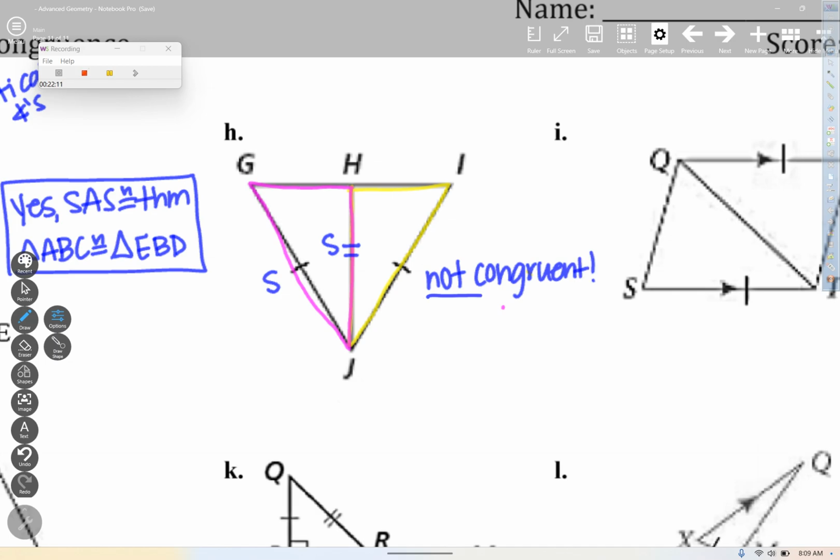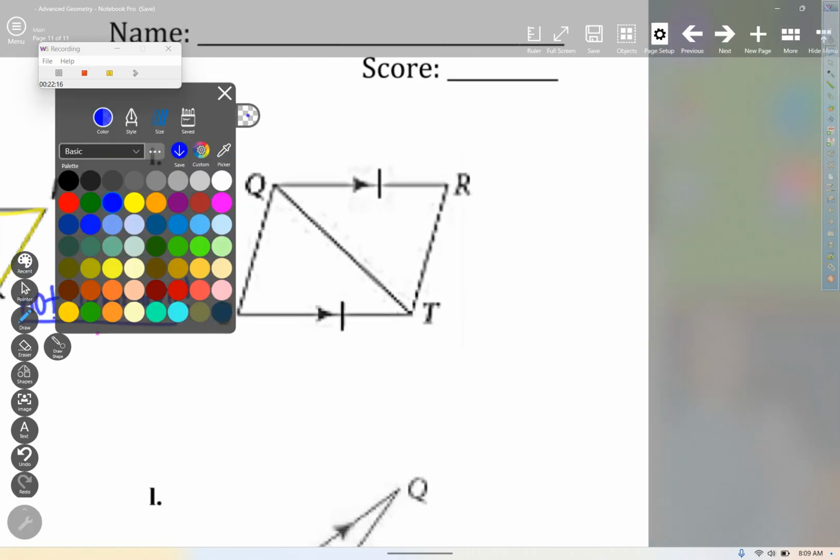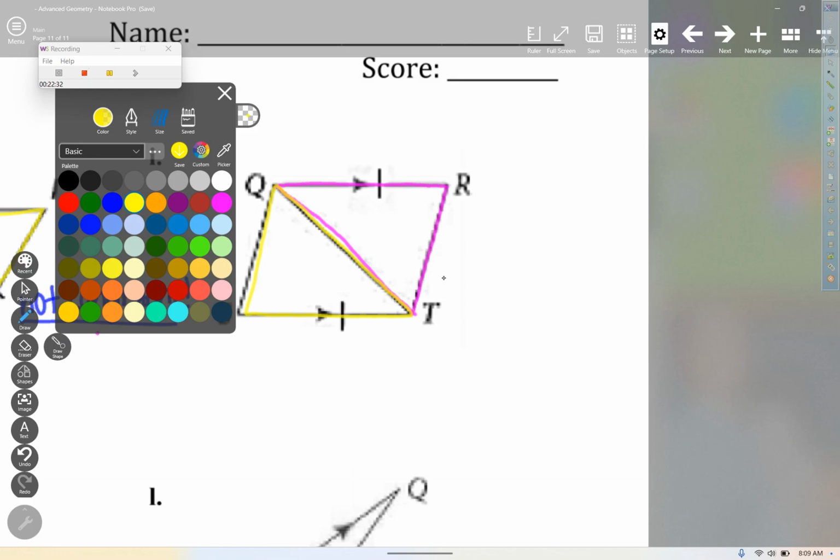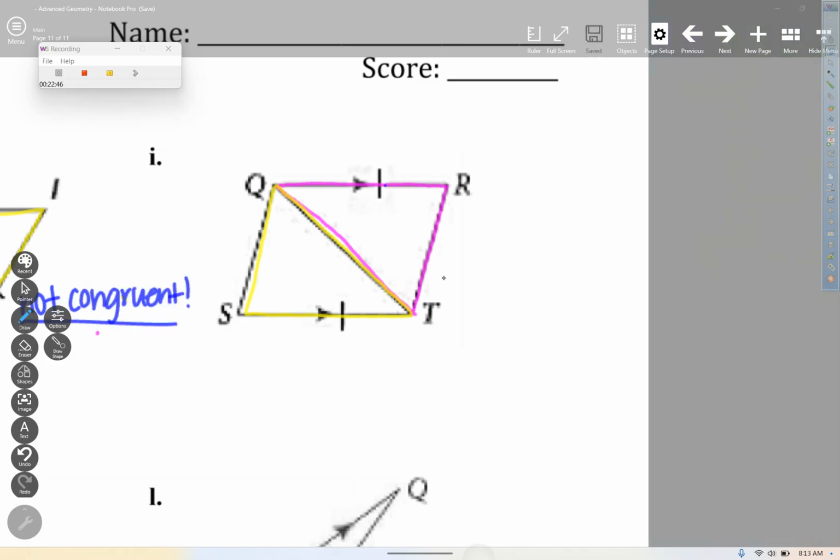Okay, let's move on to this one. Now we're starting to get a really kind of diverse, right? Okay, did anything overlap? That's the first thing you have to ask yourself. Yeah, QT overlapped with the pink and the yellow. So it has a shared side. Since 1 tick mark was used, I can do double tick marks, right? But we have something new on this one. So I could mark my shared side.